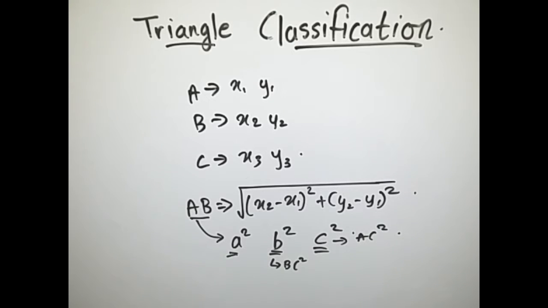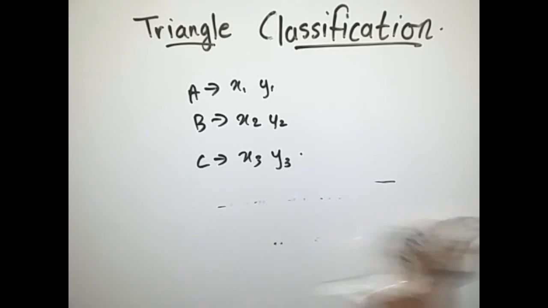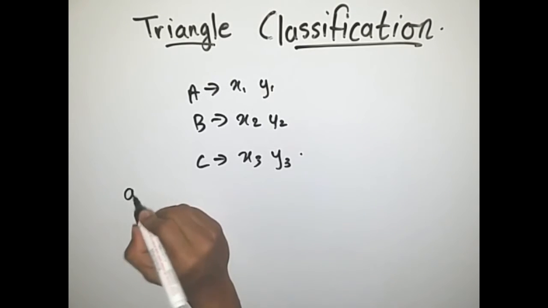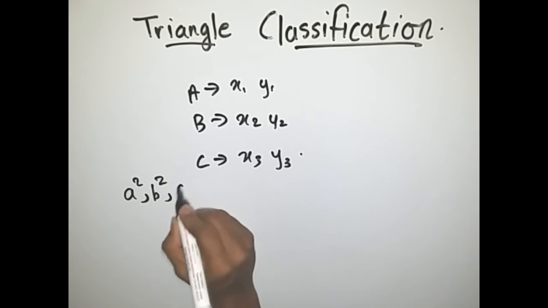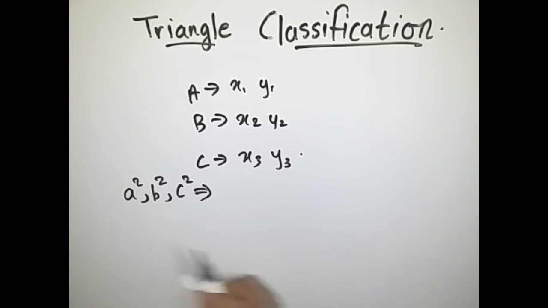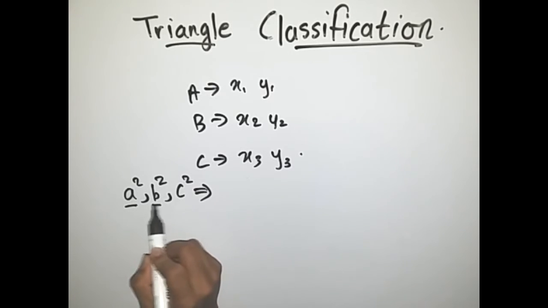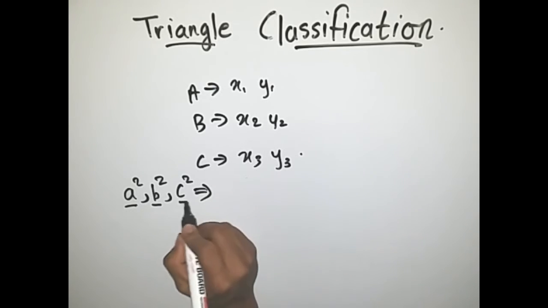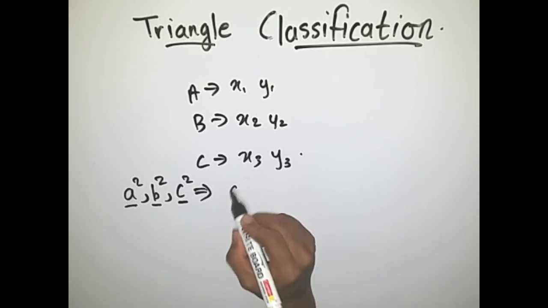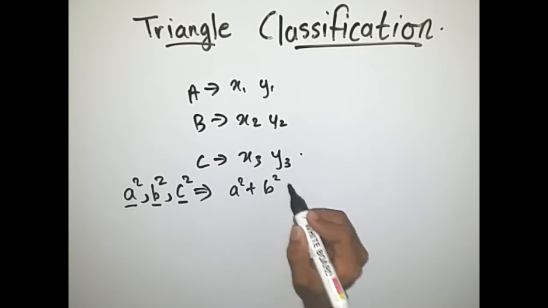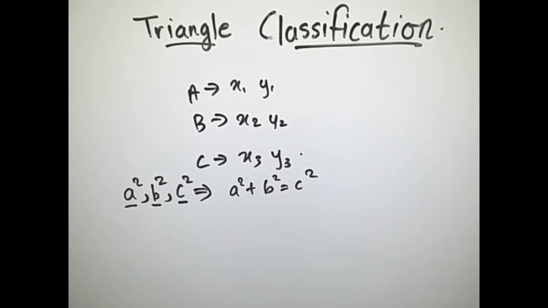Now once we find out the squares of the lengths of each and every side, then what we have to do is just use a simple formula. Once we find out a square, b square and c square, we consider a square and b square as the smaller sides and c square is the bigger side. Then if a square plus b square is equal to c square, then it is surely a right angle triangle, as you all might know because you went to high school and you know what the Pythagoras theorem is.